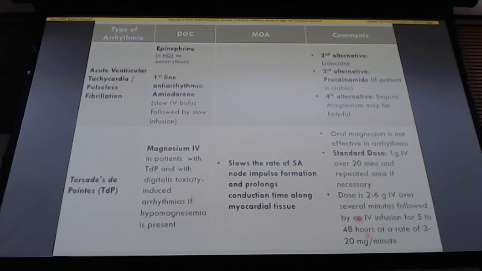Don't need you to remember this dose or any of that over there, but I want you to know that it is IV, it is not PO. It is IV, it is not PO. Because we have magnesium that we can also give orally, but that's more so if somebody is experiencing hypomagnesemia, not if they're experiencing arrhythmia. We're trying to fix it fast.